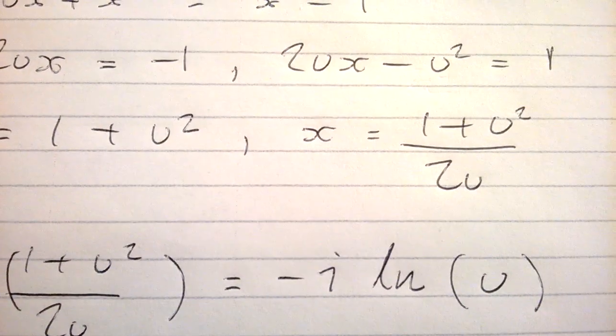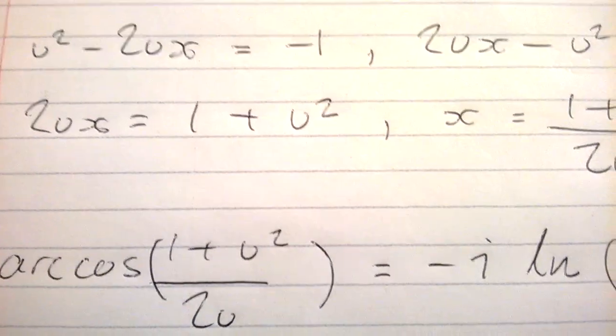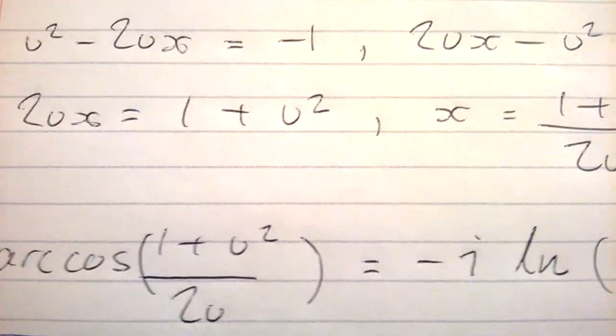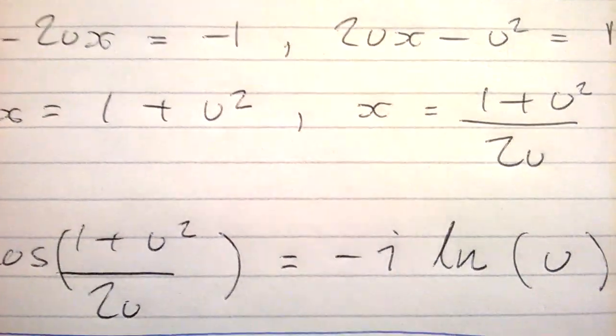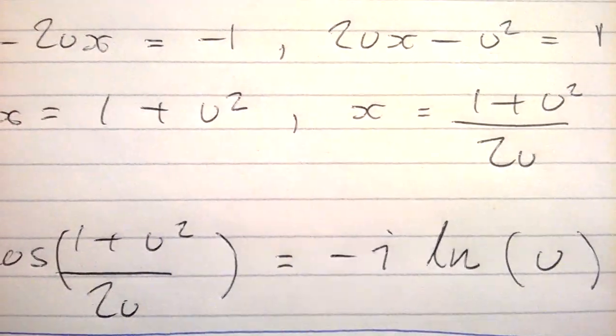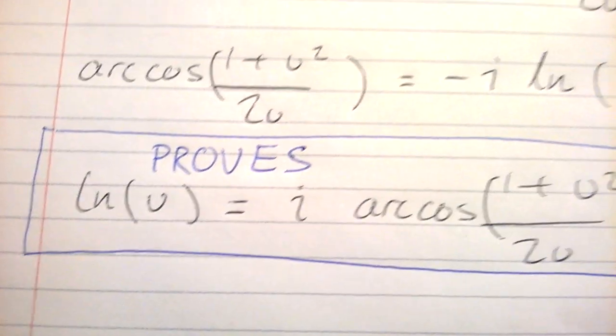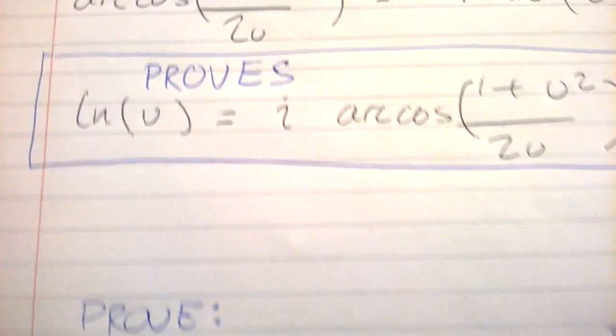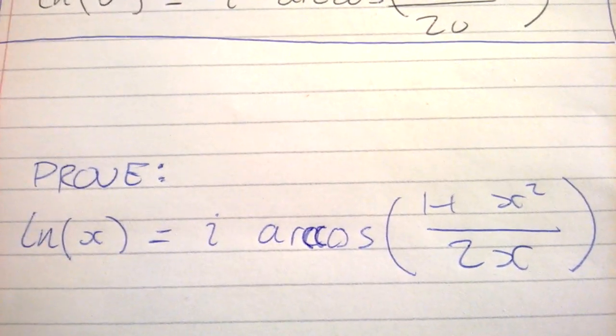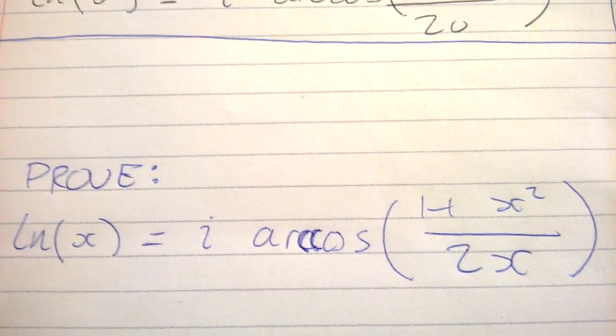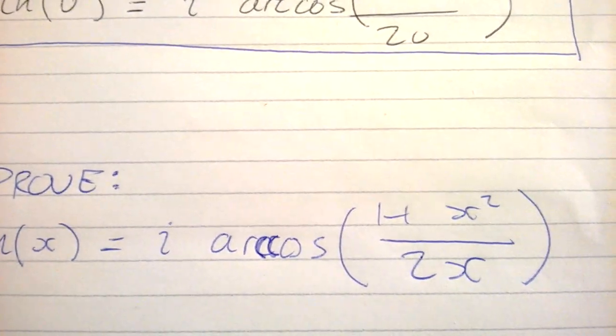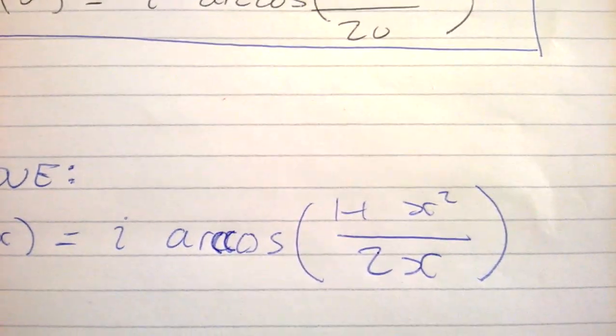So if you just change the names then, obviously if arccos of (1 plus u squared) over 2u is equal to minus i times natural log of u, it also must mean then that the natural log of x equals i times the arc cosine of (1 plus x squared) over 2x.